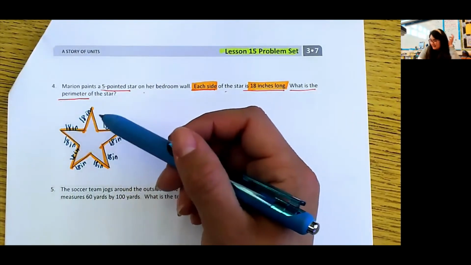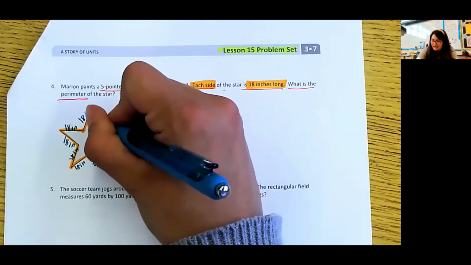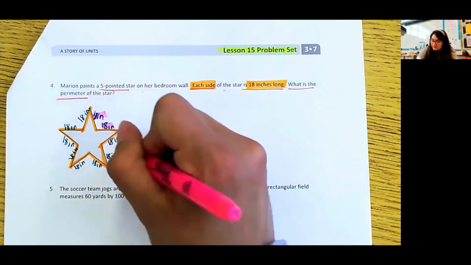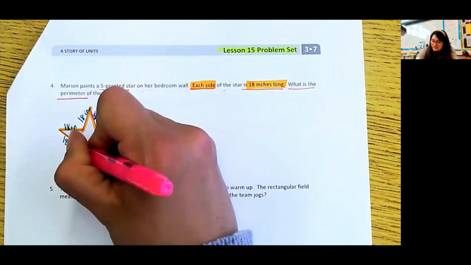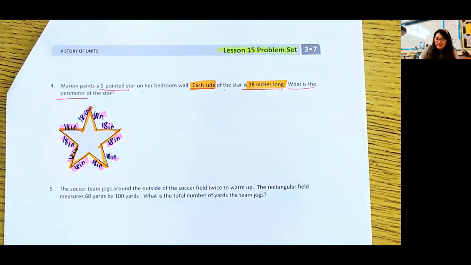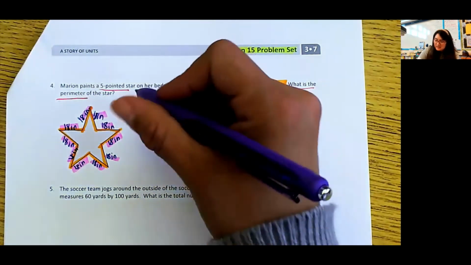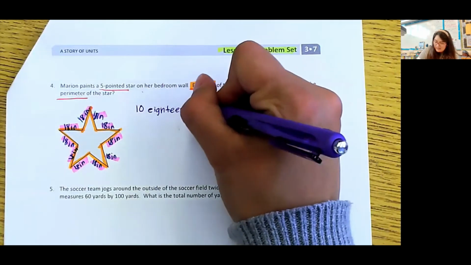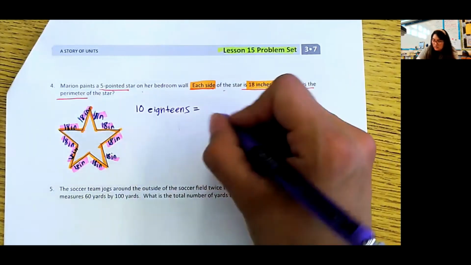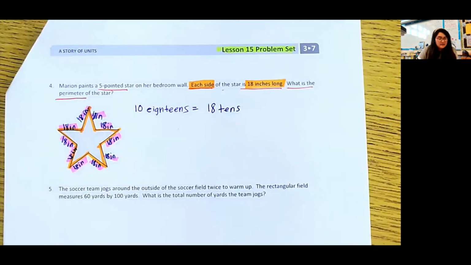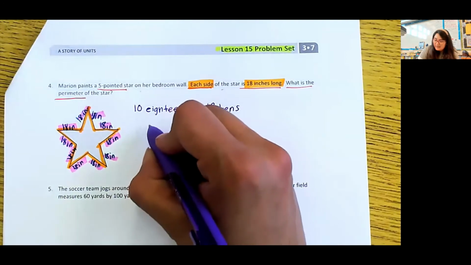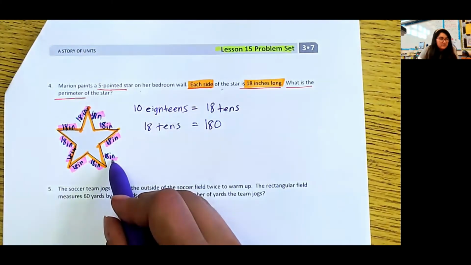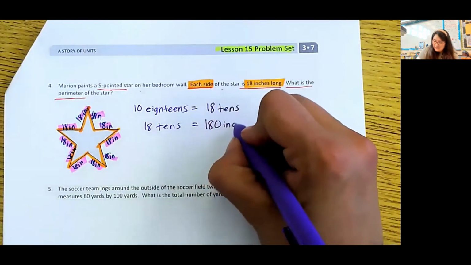And then how many 18s do we have? So we have 1, oh, I missed one here, 18 inches, okay? 1, 2, 3, 4, 5, 6, 7, 8, 9, and 10. We have 10 18s. So what we can do is write 10 18s and then equals how many 10s? 10 18s equals 18 10s. And we know that 18 10s equals 180. Our unit of measure is inches. So this is 180 inches.